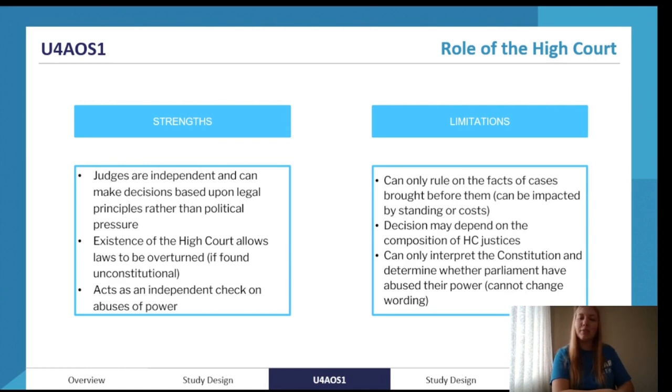So the decision may depend on the composition of High Court justices as well. We know that they can have things like preconceived biases and views. And they can only interpret the Constitution and determine whether Parliament have abused their power. They cannot change the wording. So all of it is interpretation, and none of it actually goes into the Constitution, as I mentioned previously.